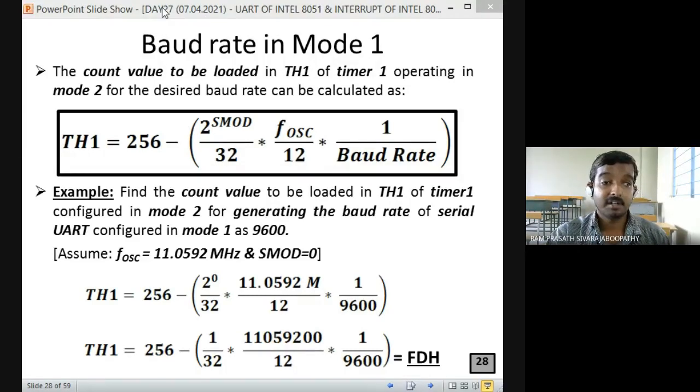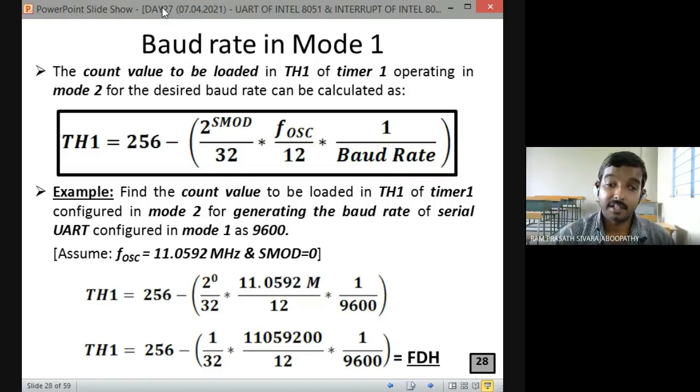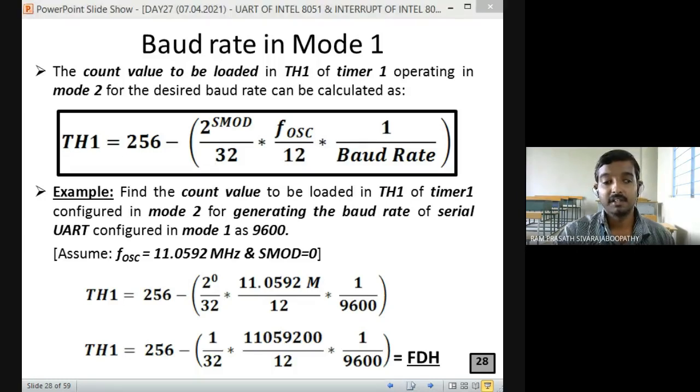So what is the meaning? If you configure serial communication UART in mode 1 and program timer 1 in mode 2 with count value FD, then 9600 baud rate will be generated automatically. Fine. This calculation you have to remember. Remember how to do it. What does the TH value depend on? The function of the SMOD bit, the operating frequency of the crystal, then the required baud rate. It depends on all of them. Fine. Clear?